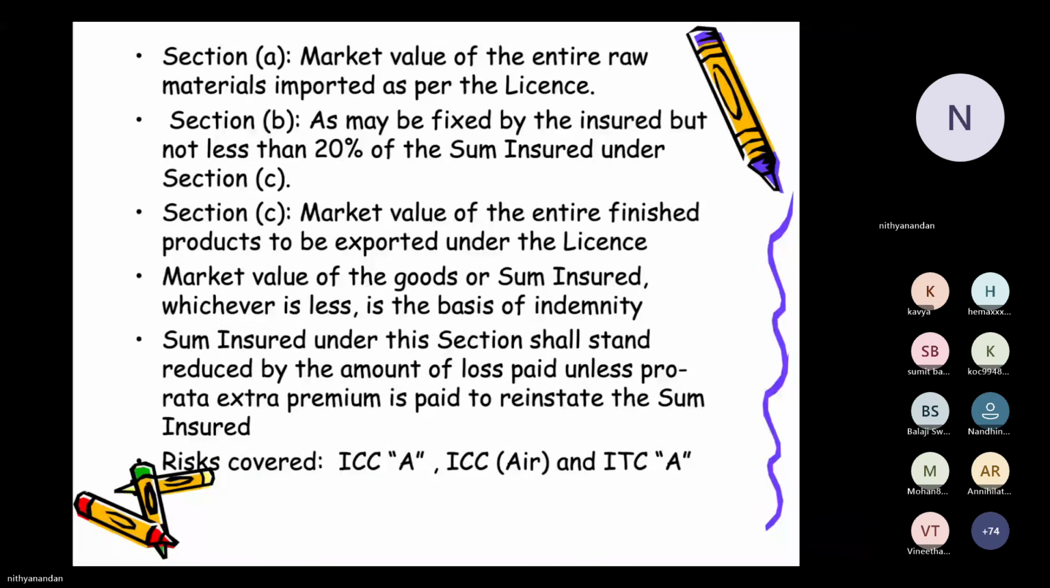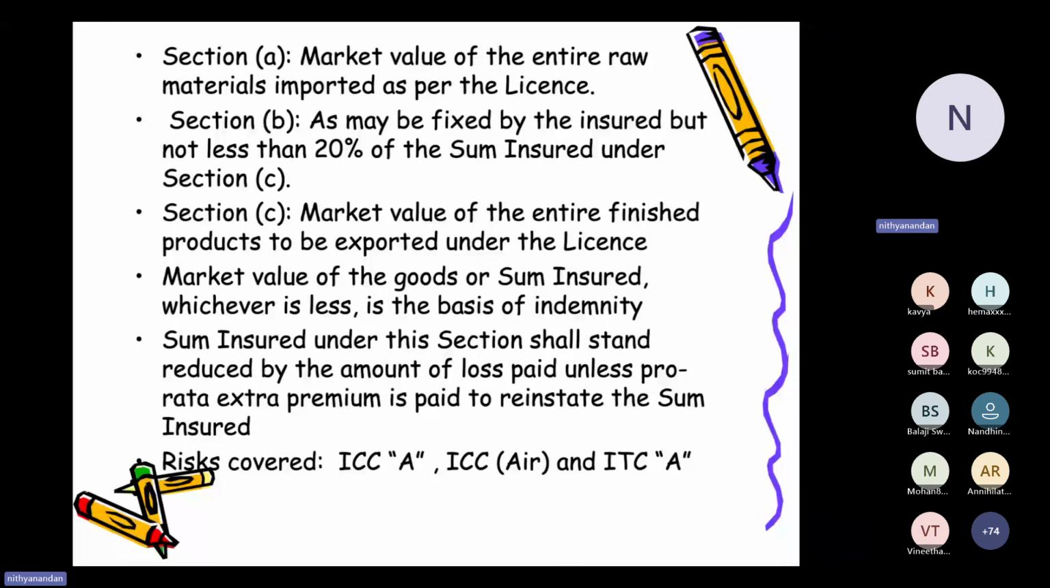Sum insured. Section A, market value of the entire raw materials imported as per license. Section B, as may be fixed by the insured, because the entire raw material consumed during the year may not be lying in the factory at any given point of time. So it is not less than 20%. So minimum 20% of the total raw material he is receiving should be the sum insured for section B. Section C, market value of the entire finished products to be exported under the license. So section A covers raw materials, section B covers storage risk, section C covers finished goods.